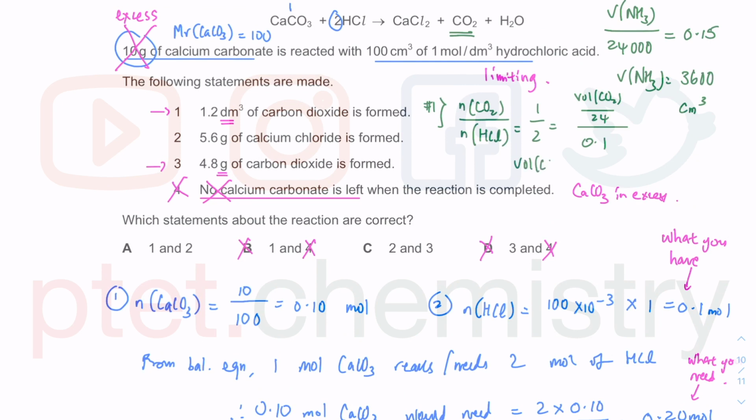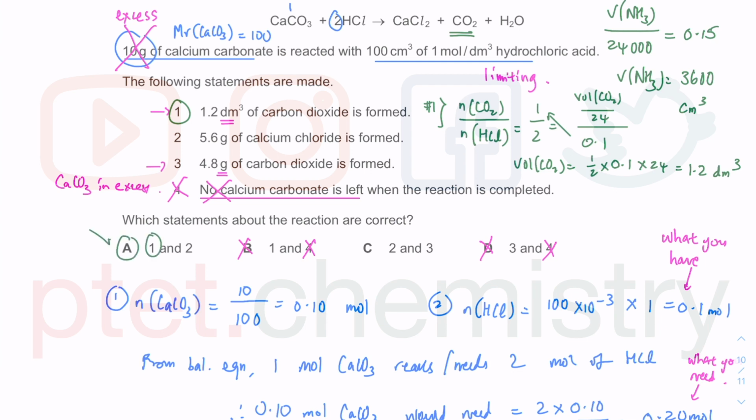So the volume of CO2 in dm cube is going to be half times 0.1, because you bring out the 0.1, that is equal to volume over 24. But I'll bring out the 24 straight away simply because I am expert enough in doing this. If you are not expert enough in doing this, I suggest you do it stepwise, whatever it takes, as long as you can get to the same endpoint. All right, 1.2 dm cube of CO2. 1 is correct because based on that information, I get 1.2 dm cube of CO2. If 1 is correct, A must be the answer.